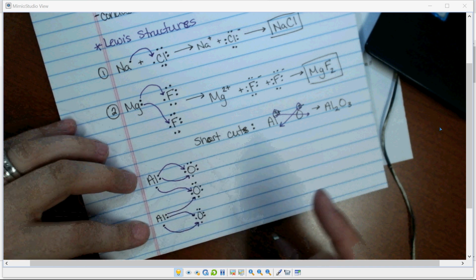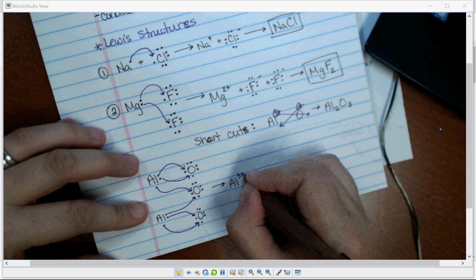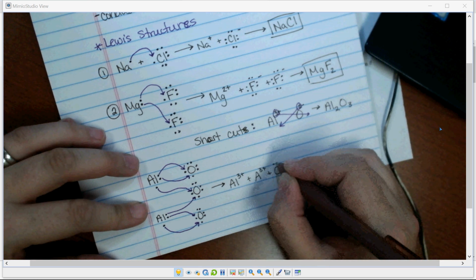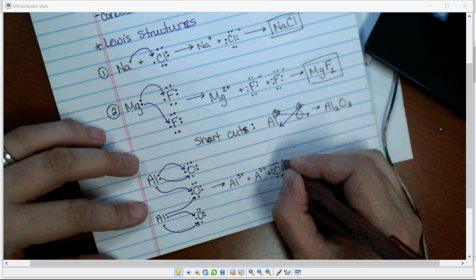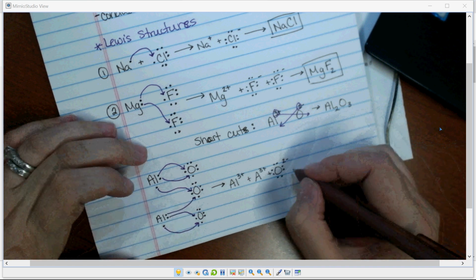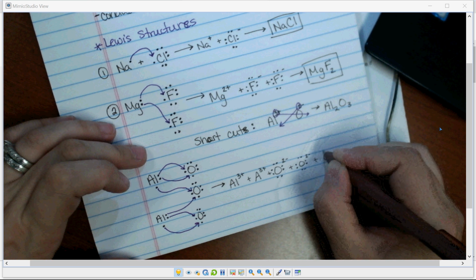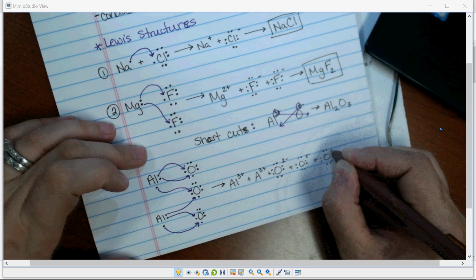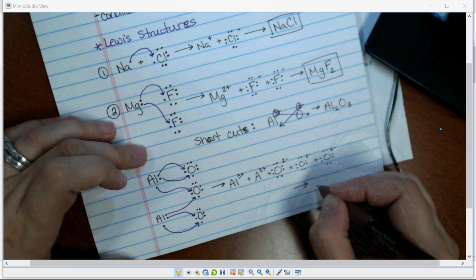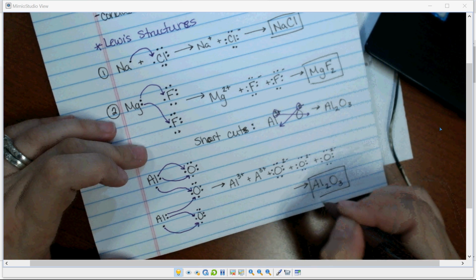to 3 oxygen ratio. So if I were to write this as ions, I got 2 aluminums with a 3+ charge, and I got 3 oxygens with a 2- charge, because each of those oxygens picked up 2 electrons. So they each have a 2- charge. And then if I think about the ratio, 2 aluminums for 3 oxygens, I end up with Al2O3. So that is the formula.